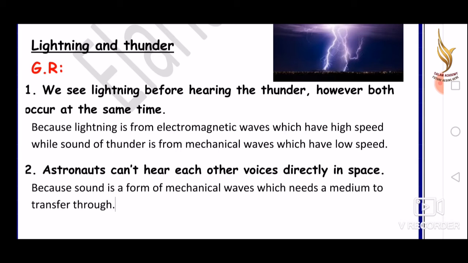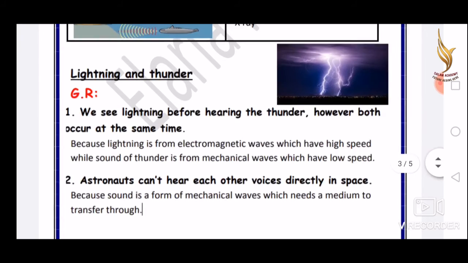Question 2. Astronauts can't hear each other's voices directly in space. Why? The answer: because sound is from mechanical waves, which need a medium to transfer through. Mechanical waves can't travel through space. So astronauts can't hear each other's voices directly in space because sound is from mechanical waves, which need a medium to transfer through.